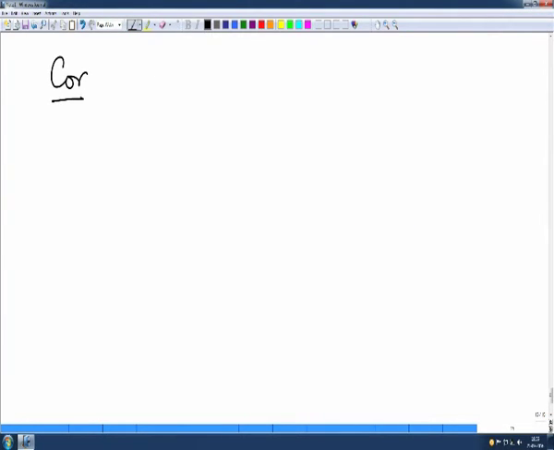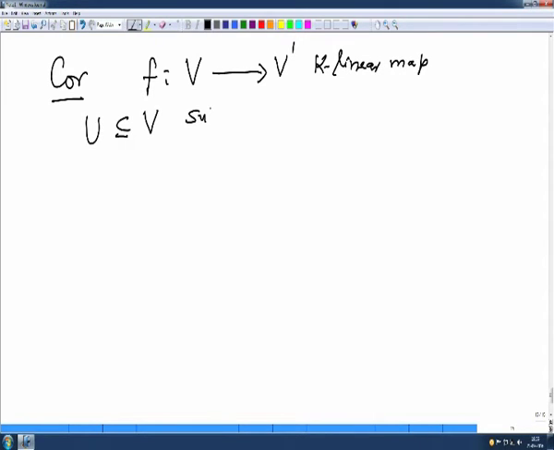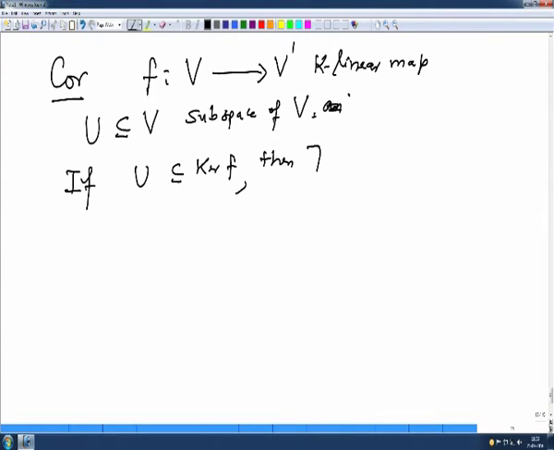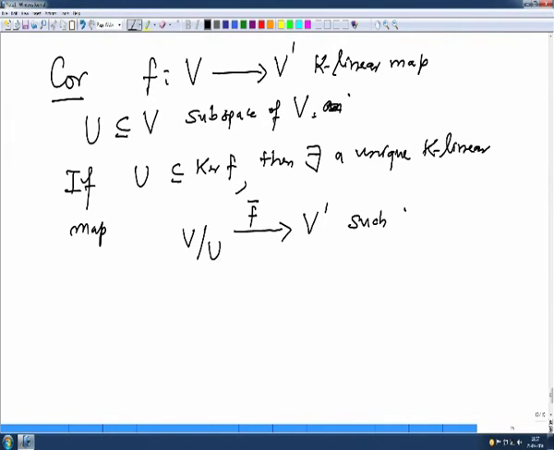So, corollary: if f is a linear map from v to v prime, and u is a subspace of v, and if u is contained in kernel of f, then there exists a unique linear map from v by u to v prime, that I have called f bar, such that pi compose f bar is the same as f.